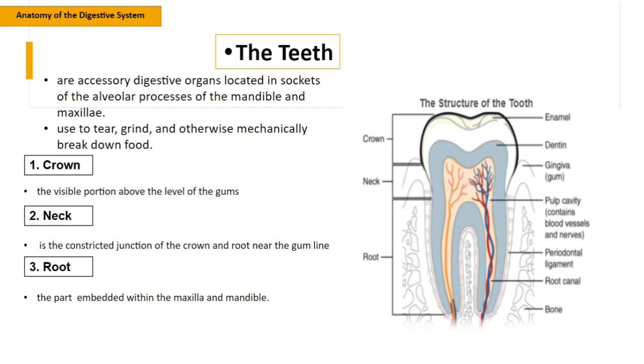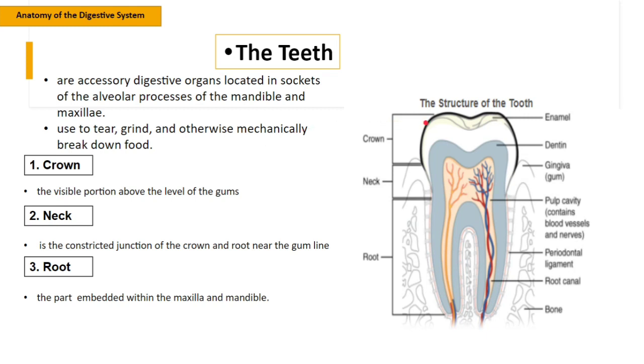Next, another accessory organ of our digestive system is our teeth. These are located in sockets of the alveolar processes of the mandible and our maxillae. It is used to tear, grind, and otherwise mechanically break down food. So again, the teeth, mechanical breakdown only, okay? Your teeth do not contribute to the chemical breakdown of food. It only mechanically breaks it down.